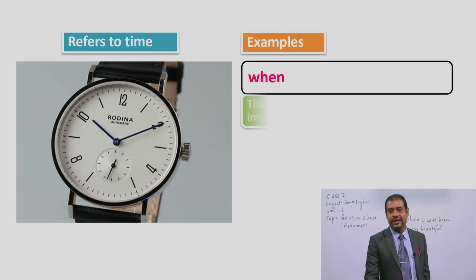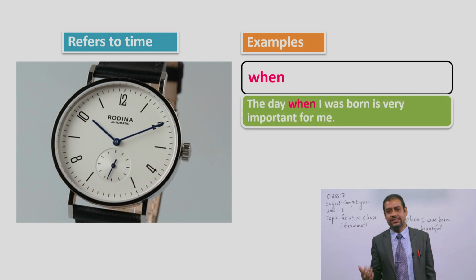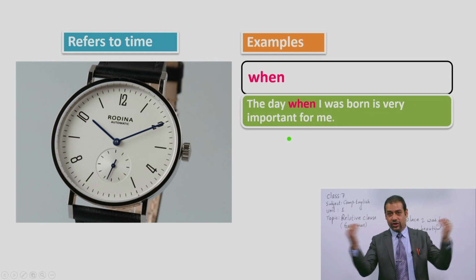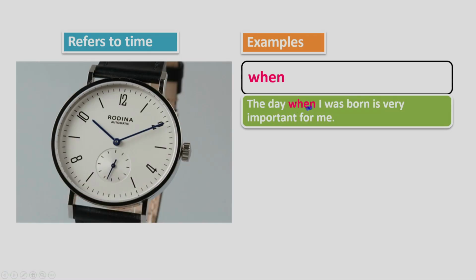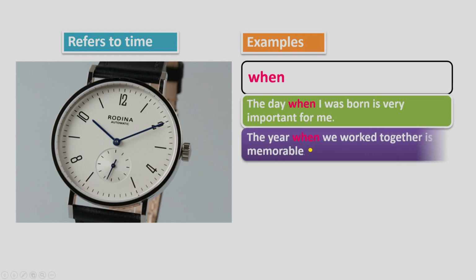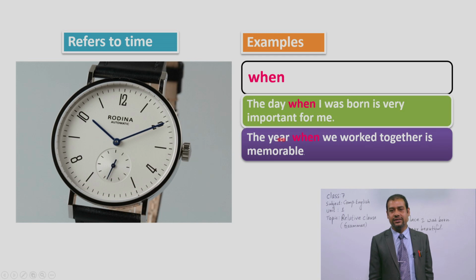Okay, good. Now you can compare your sentence with my sentence. So what is written here, dear students? The day when I was born is very important for me. See, you can break this sentence into two. The day I was born, and full stop. Then you can again write down, it is very important for me. And if you want to combine those two sentences into one, it becomes like this. The day when I was born is very important for me. This is another example. The year when we walk together is memorable.